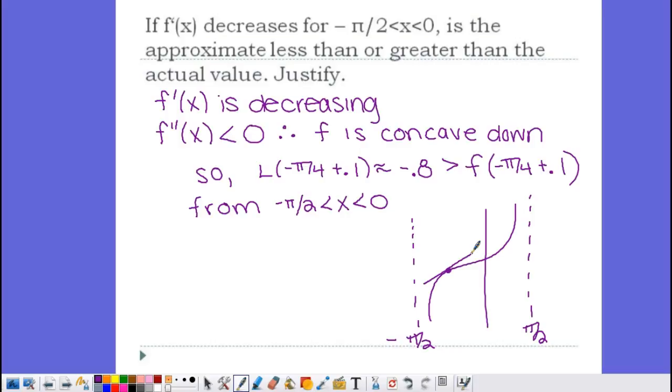Those are the types of things you need to be able to interpret and justify. This is a justification that they would expect for this answer. You would have to describe the second derivative, knowing what happens on the first derivative to get you to what's happening on the original to justify this. The graph means nothing. I just give you the graph so you can see it. The words are all that they would accept.